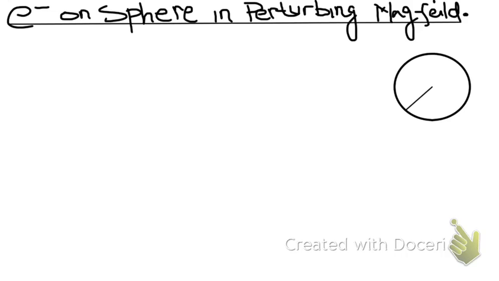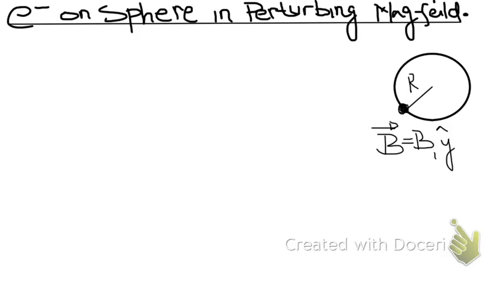And say that there is an electron over here, and the electron from the center is at some position r. So say that's the radius, that is r. Now the problem is that this whole thing is in a magnetic field, and that magnetic field is some B1, and say that it's in the y direction. So this electron on a sphere is now under some perturbation.